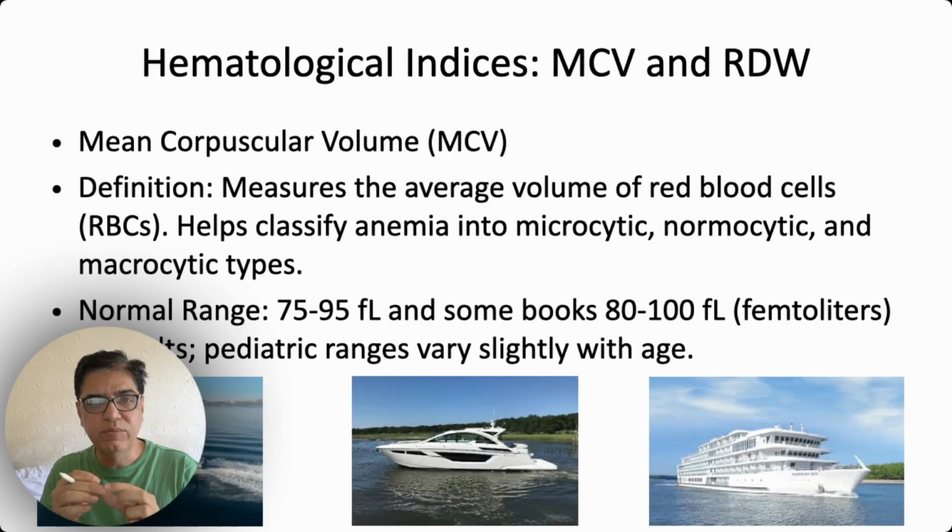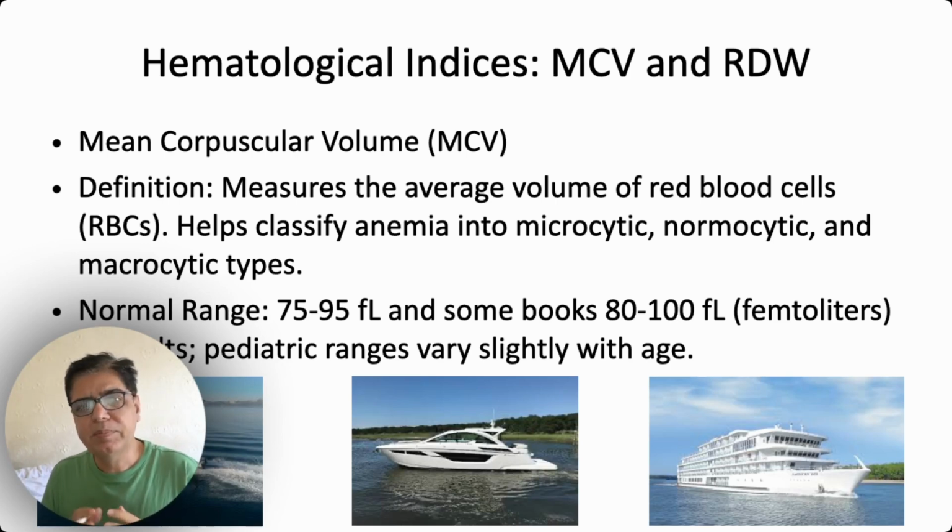MCV is the average size of the RBC. RBC is a biconcave disc. So the average size of that microscopic structure is your mean corpuscular volume. It is actually calculated in very small units, femtoliters. Liter is a big one. So femtoliters is the unit which is used to express the size of an RBC.